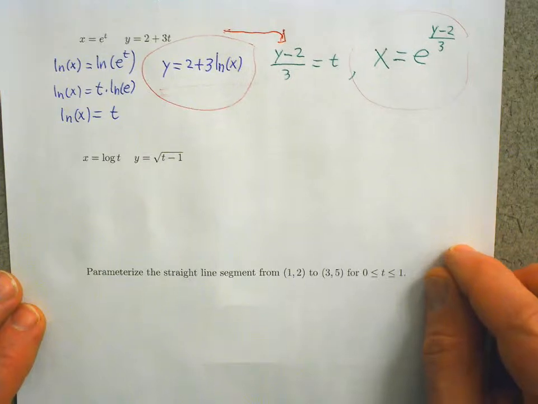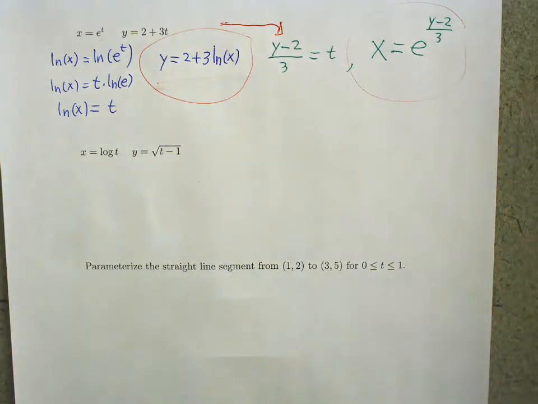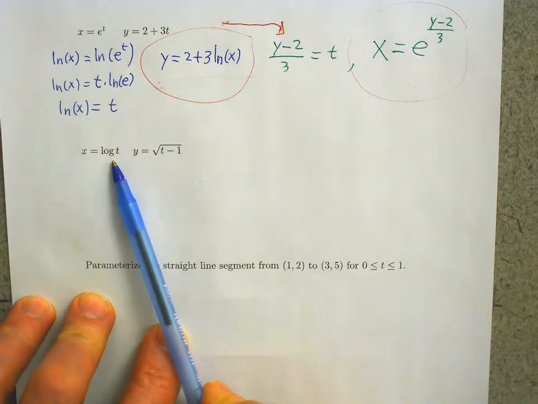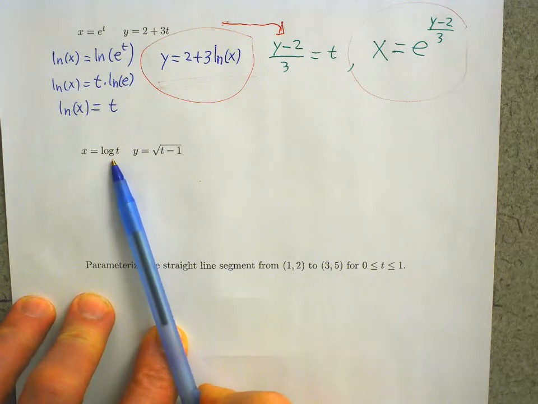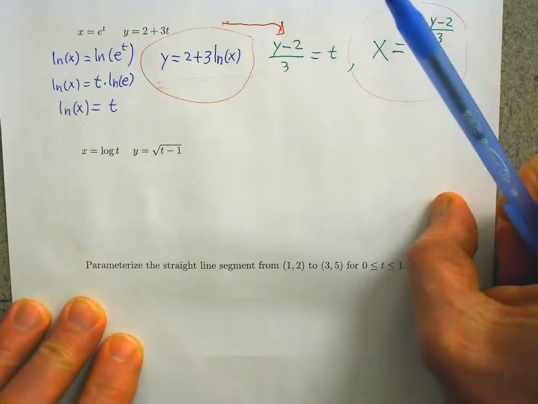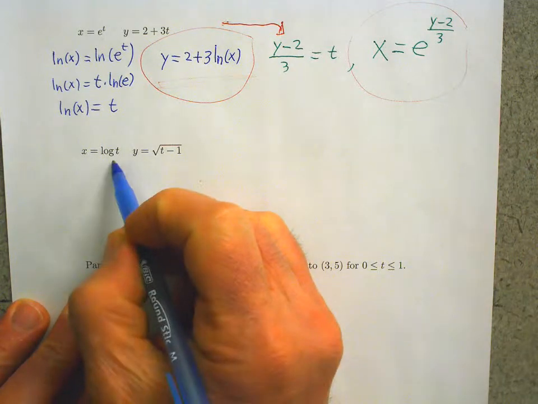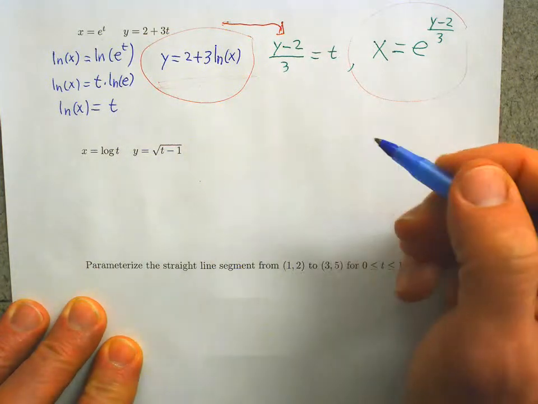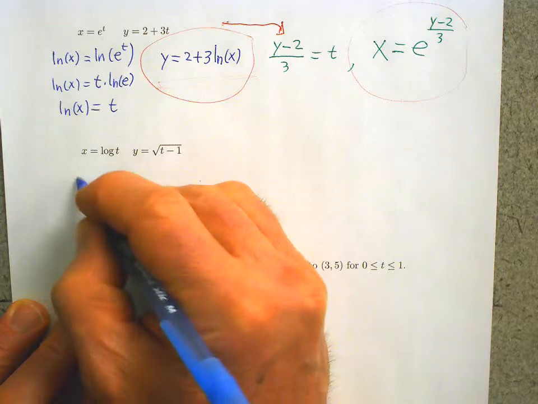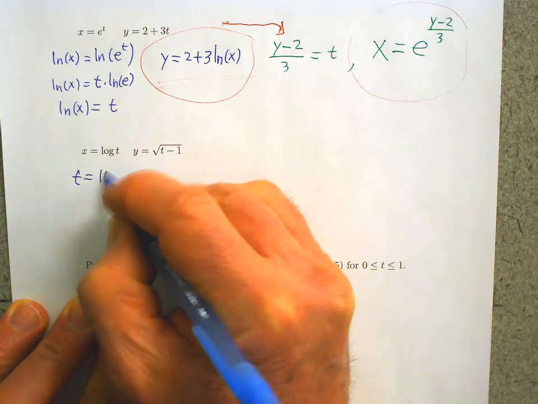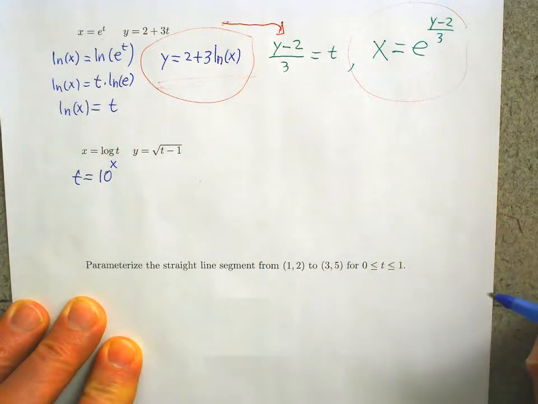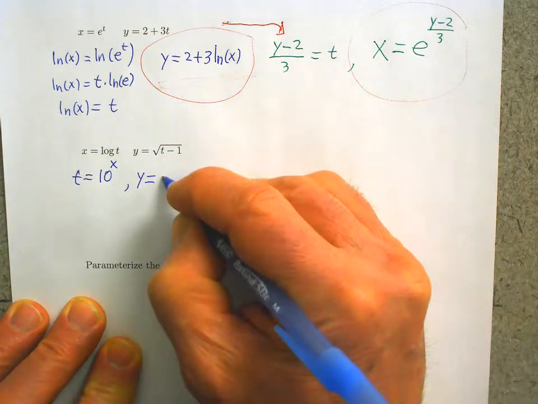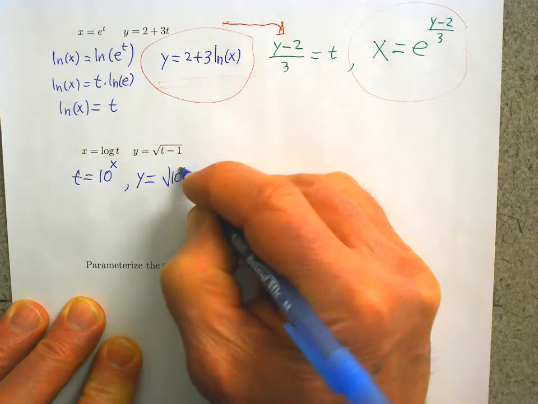So in this one, we have x equals log base 10 of t. Remember, a logarithm, if it doesn't specify the base, it's assumed to be a base 10 logarithm. So if we solve x equals the base 10 logarithm of t for t, well, we just get t equals 10 to the power x. And then we can write y equals the square root of 10 to the x minus 1.